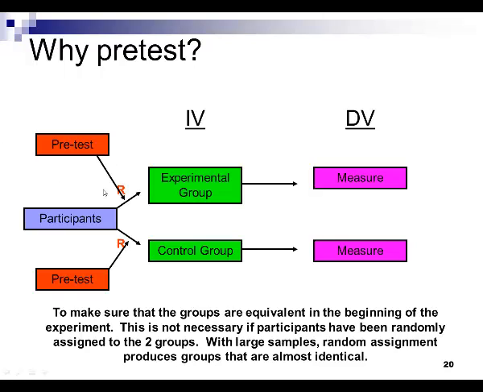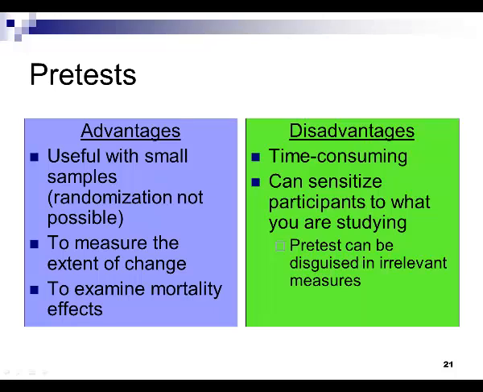But let's say we want to make sure that we don't have one group with more people who are more anxious than in another group. So we might actually introduce a pretest that measures anxiety and then assign people to groups.